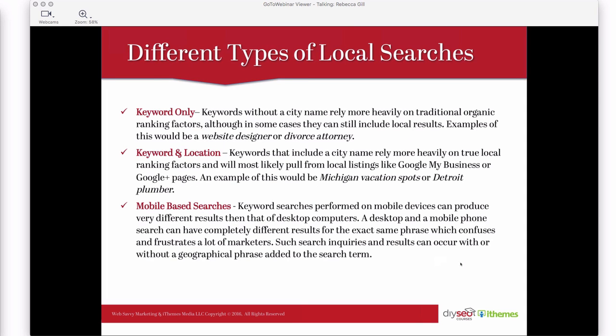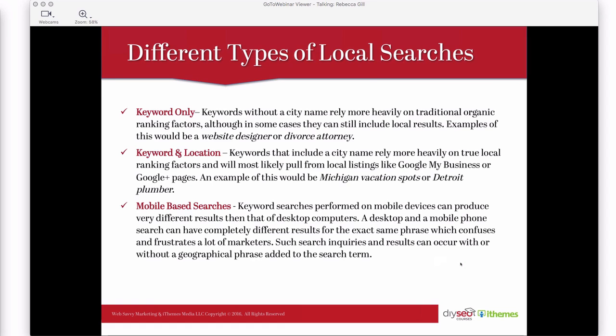So the first thing I want to go through is the different types of search that will apply at the local level. And these shift over time. So when I say they shift over time, when I first started doing SEO for clients and building websites 7 years ago when I launched Web Savvy, the way Google presented results for divorce attorney was different than what it is today. So, and that's my first reference.